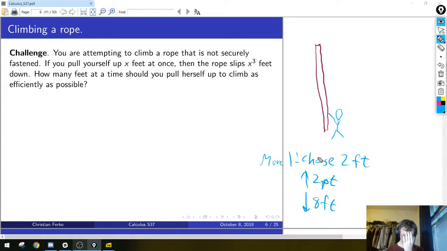So worded differently, we want to find the value x. I don't know. Never mind. Couldn't remember how I was going to word it. Deep thinking.